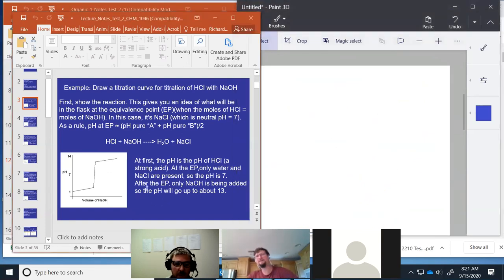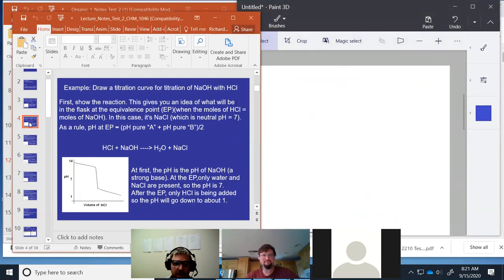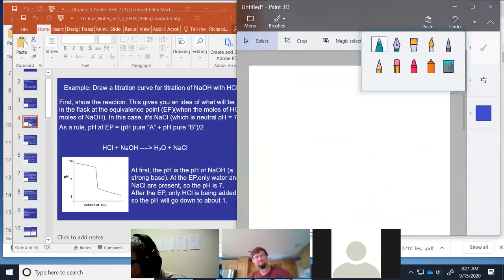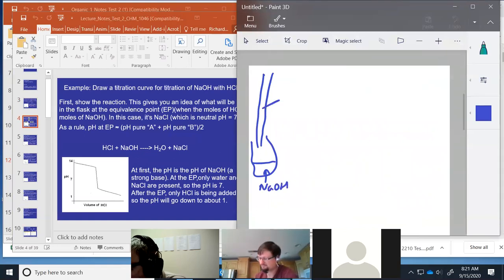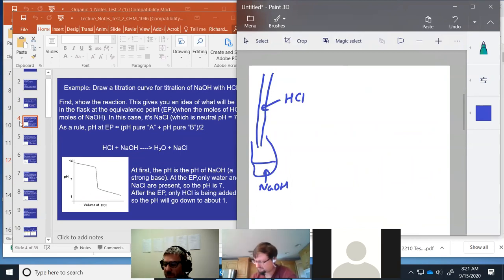All right, let's take a look at the reverse of this. This would be titration of sodium hydroxide with HCl. So what I'm talking about there, of course, would be this situation where we've got a burette, we've got a flask. In the flask, we're going to have NaOH, and in the burette, we're going to have the HCl. Now, the reaction is, of course, the same as what's going on here, but look at the titration curve.